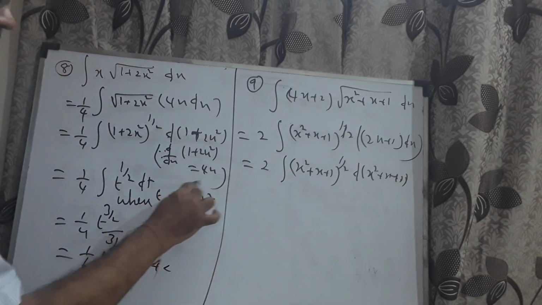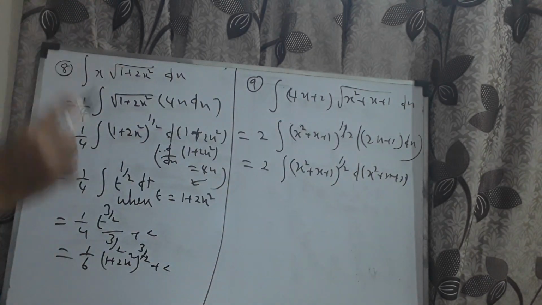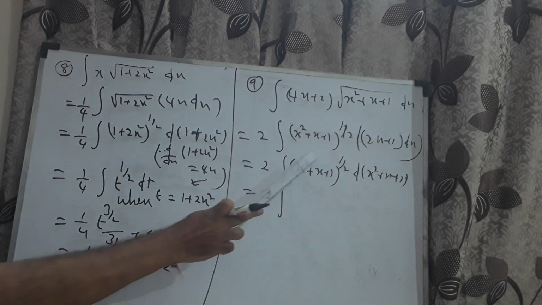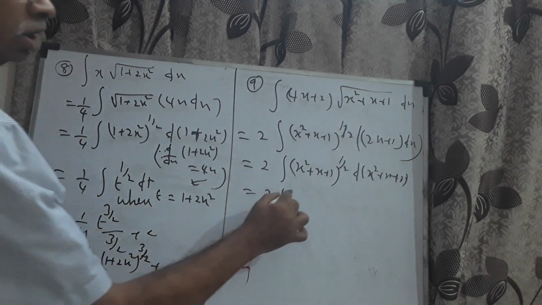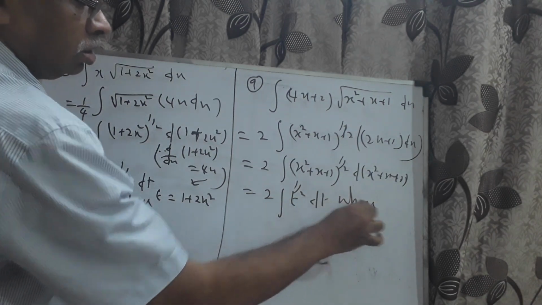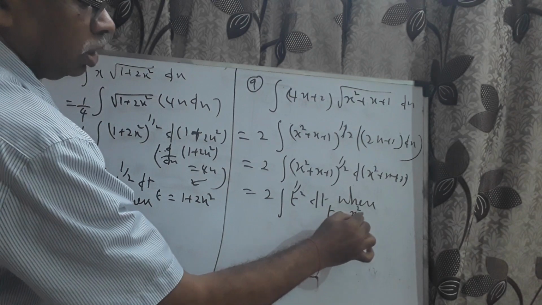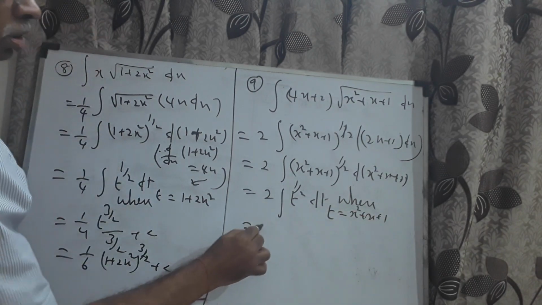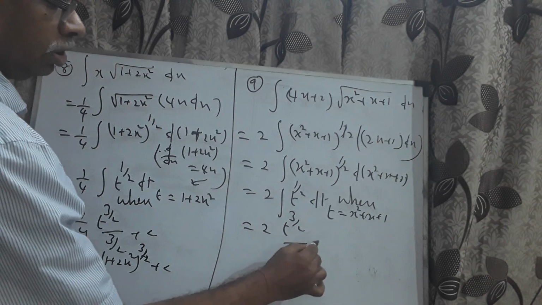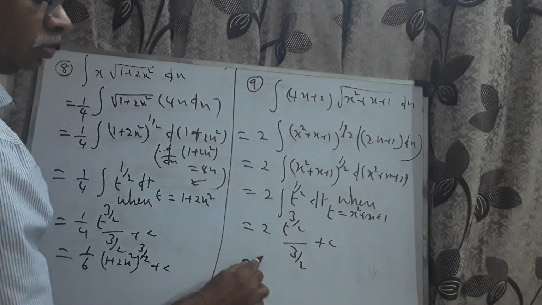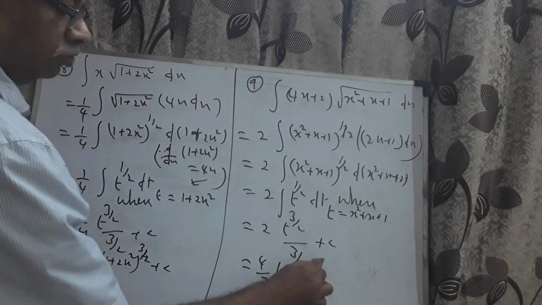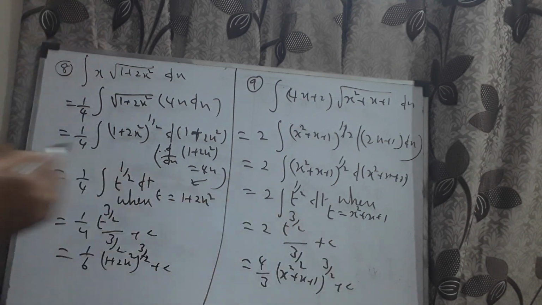Similar to this, I'll be able to write here d by dx, etc. Now close this off with your hands and find out. This is my substitution. Integral t power half dt, where t is x square plus x plus 1. Now twice of t power 3 by 2 by 3 by 2 plus c, which is equal to 4 by 3 into x square plus x plus 1 power 3 by 2 plus c is the final answer.